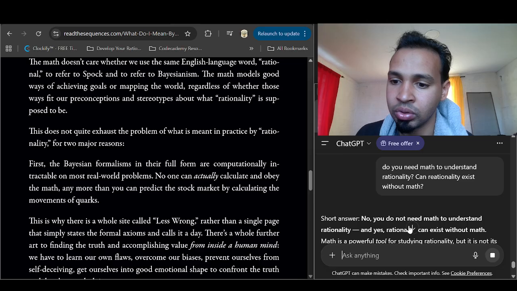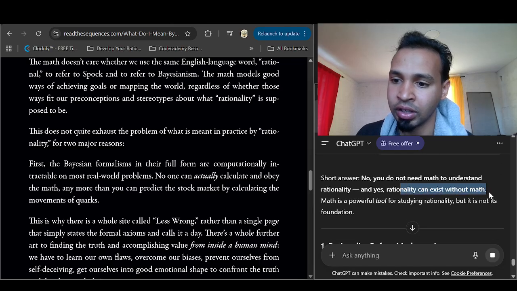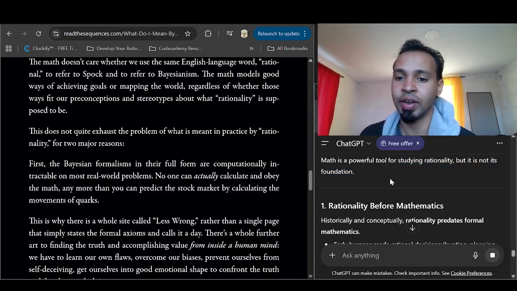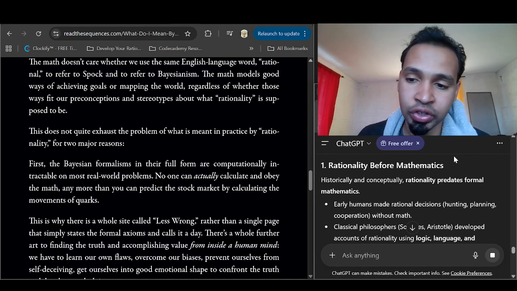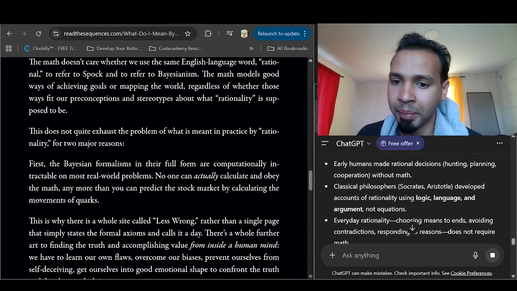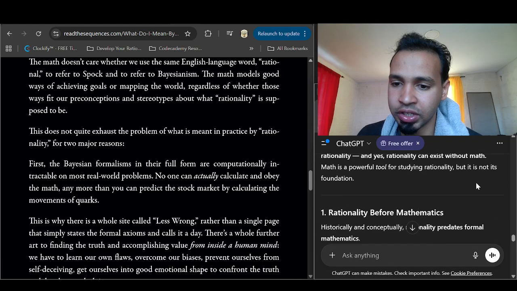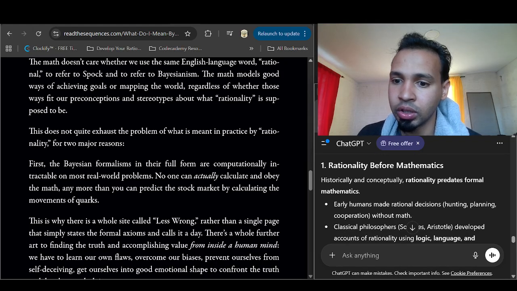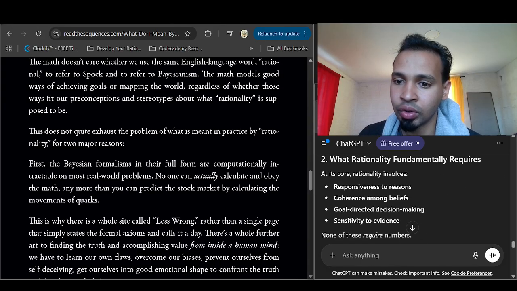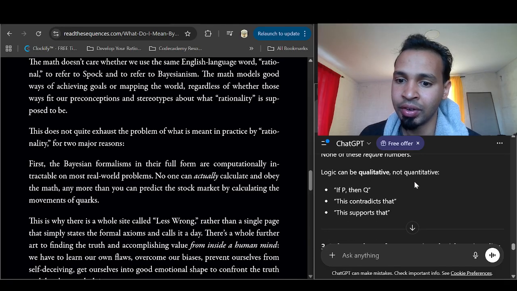The short answer is no, you do not need math to understand rationality, and yes, rationality can exist without math. Math is a powerful tool for studying rationality, but it's not its foundation. Right now, Rob is suggesting that probability theory is the foundation for rationality. So a bit of a conundrum here as far as understanding this nature. Historically and conceptually, rationality predates formal mathematics. Okay. At its core, rationality involves a lot of things: responsiveness to reasons, goal-directed decision-making, coherence among beliefs, sensitivity to evidence.